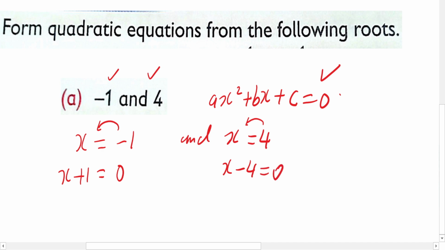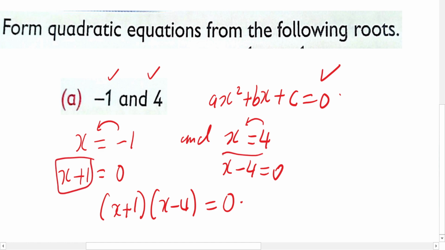So at the end of the day, you're going to get something like this: x plus 1 times x minus 4 equal to 0. So it means either this one is 0 or this one is 0. But this one was supposed to be the original thingy. So let me just write this.